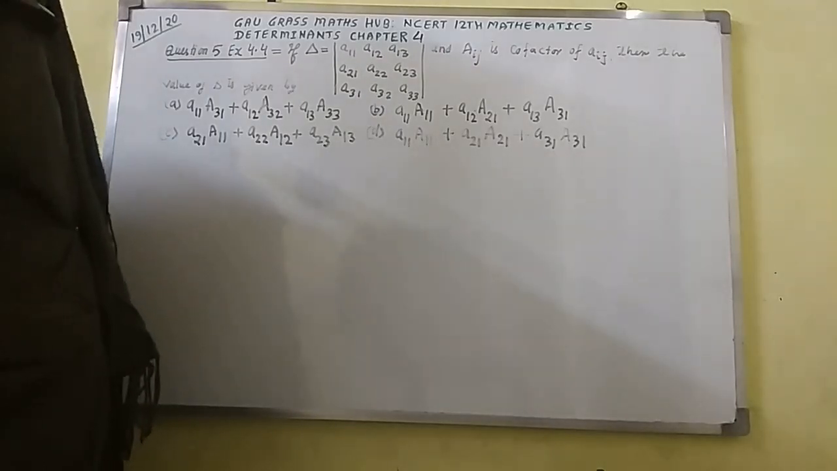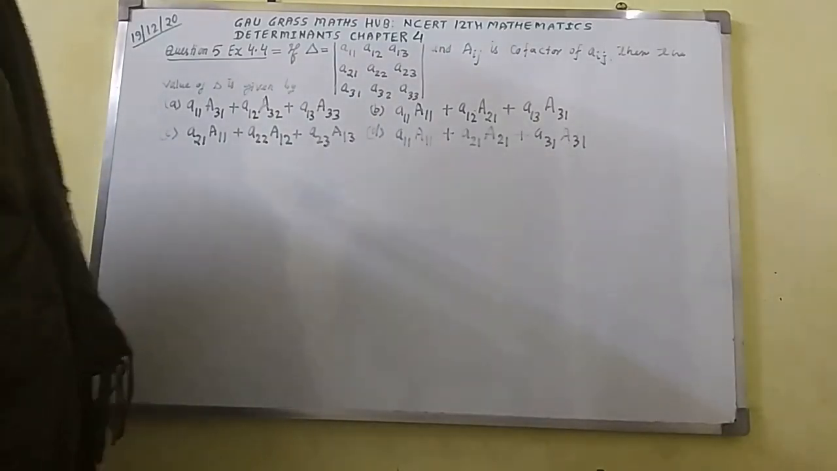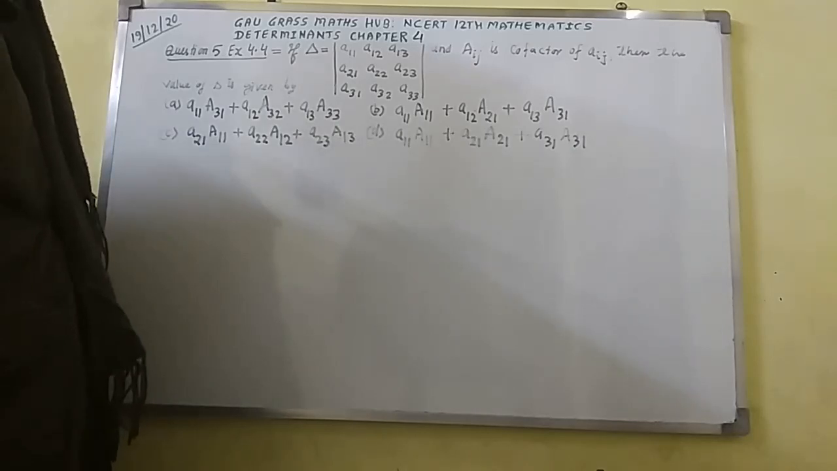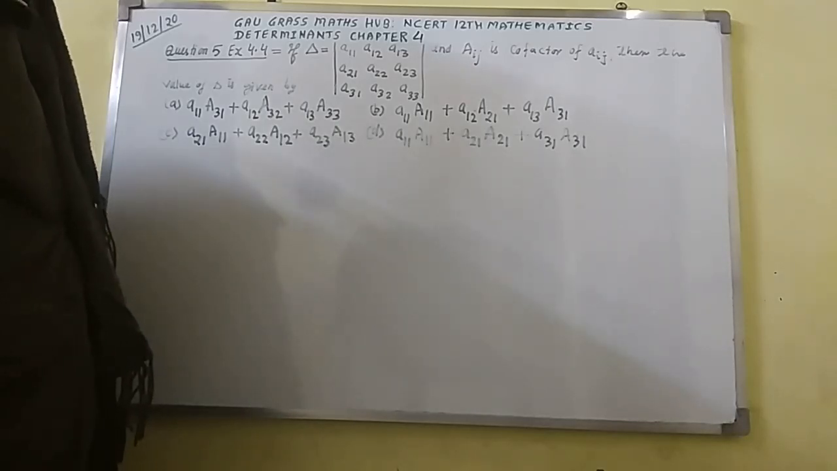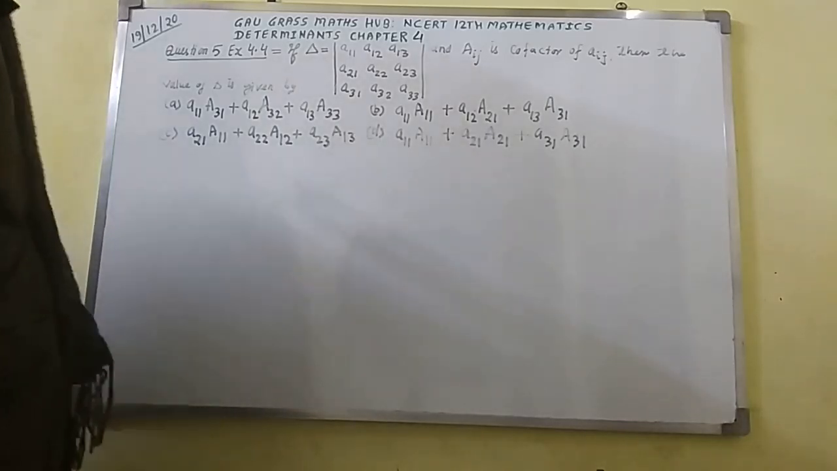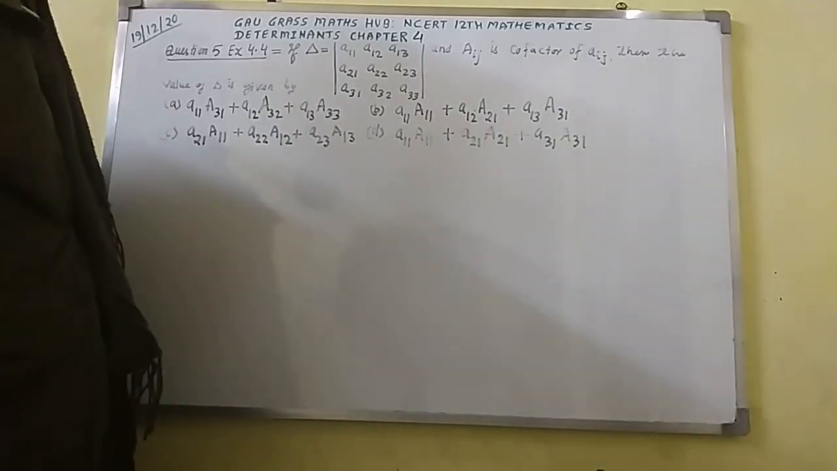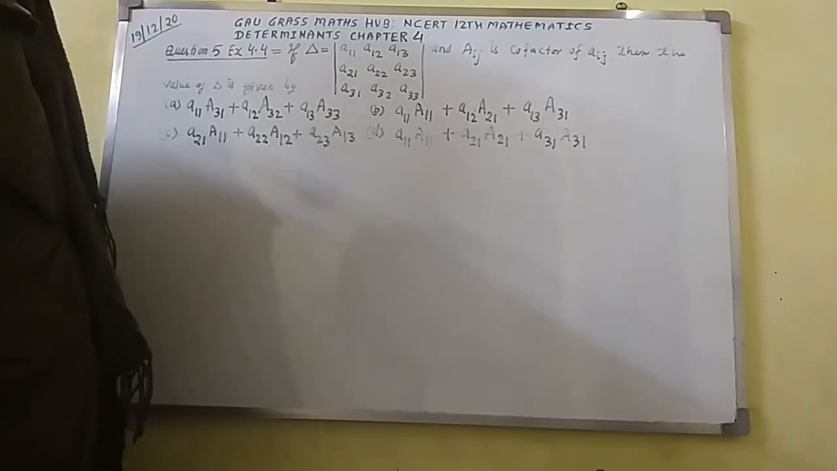Today I am going to discuss one question that has been taken from NCERT 12 Mathematics. That question is question number 5, exercise 4.4, determinants chapter 4.